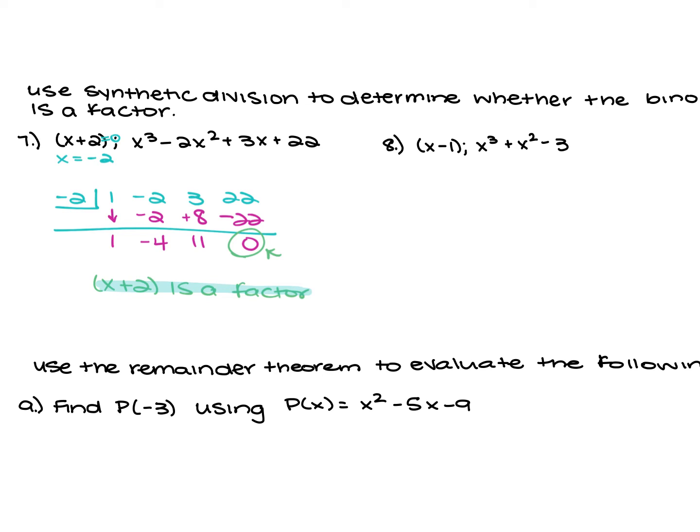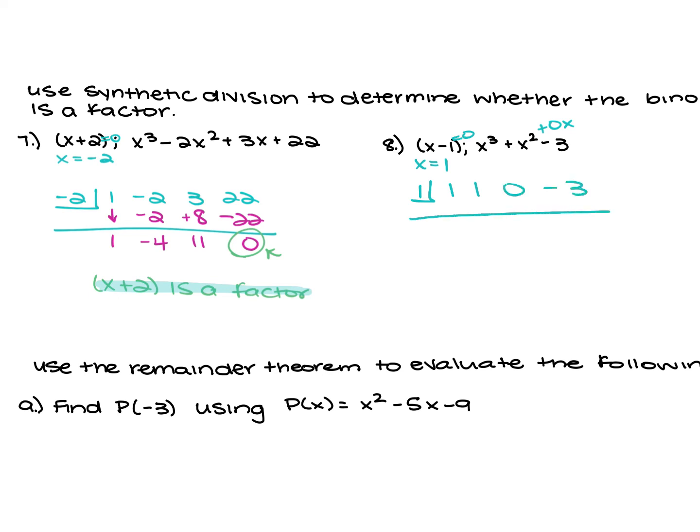For number 8, you have x minus 1 with the polynomial x cubed plus x squared minus 3. For that x minus 1, if you set it equal to 0 and solve, you just get that x is equal to positive 1. So that 1 goes on the outside of your division. That polynomial, however, you have x cubed, you have x squared, but you do not have an x. So you need to add in that 0x after that x squared. From here, your coefficients are going to be 1, 1, 0, and negative 3.